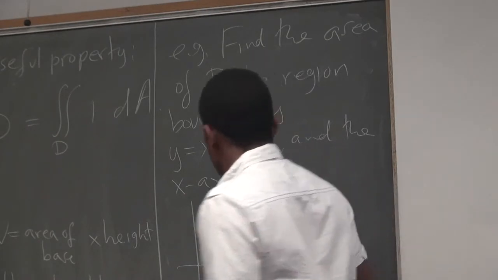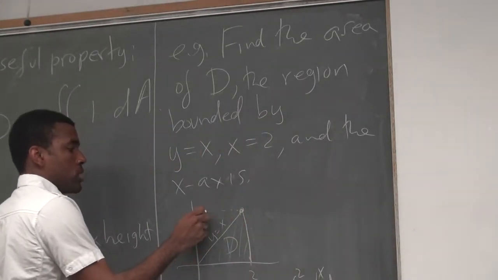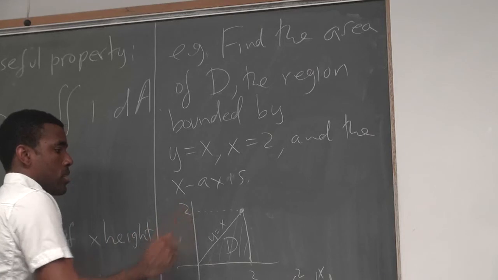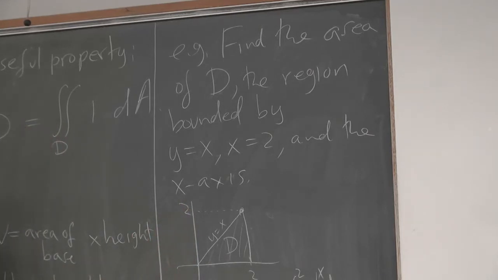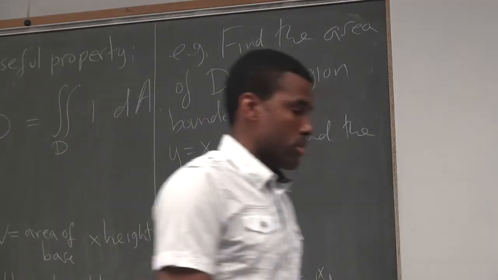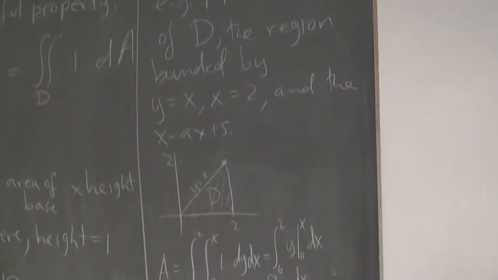Now, what would be the y value of this intersection? Okay, so what's the area of the triangle by geometry, right? Half base times height, we also get 2. Just an illustration.